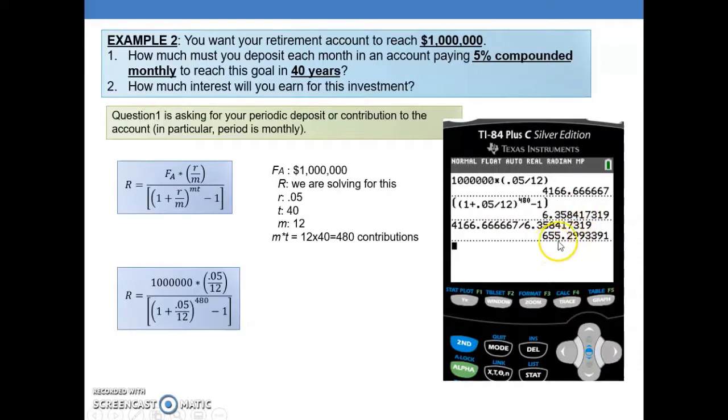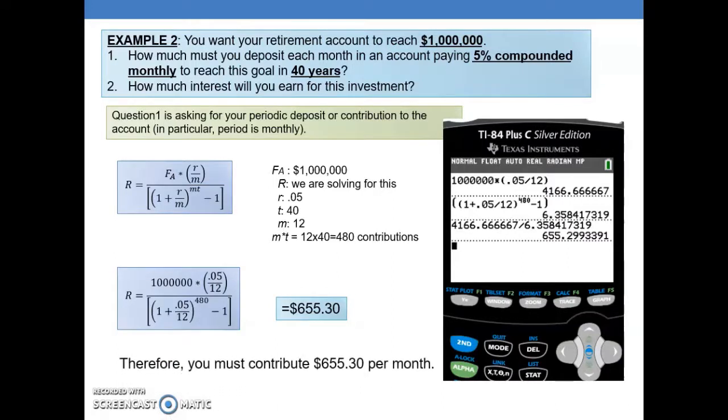And finally, I will divide those two numbers and I came up with 655.299, so we will round it up to 30 cents. So I will need to save $655.30 per month in order to reach my retirement of $1 million.